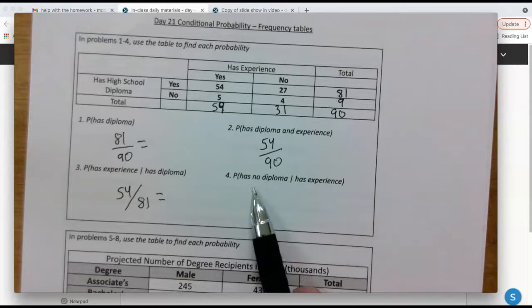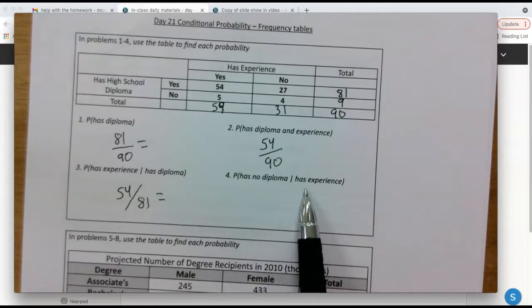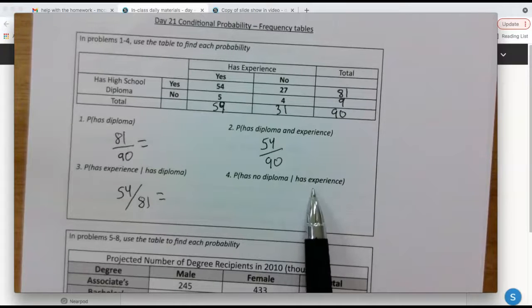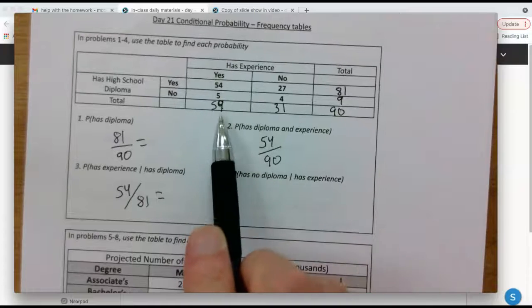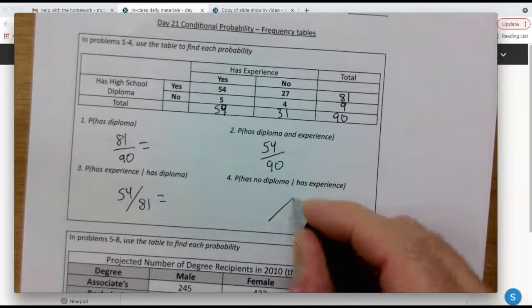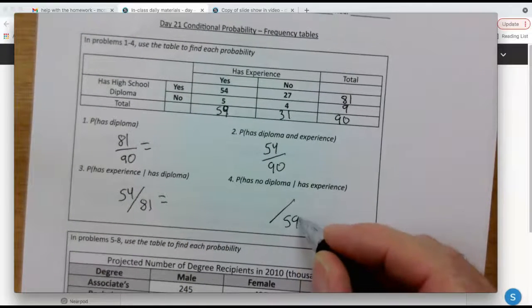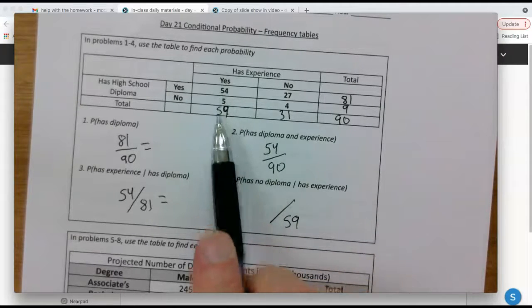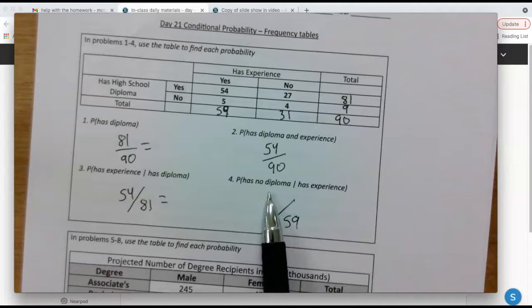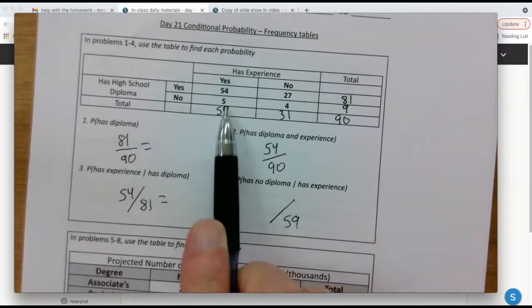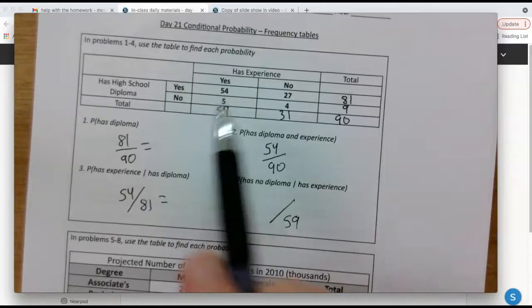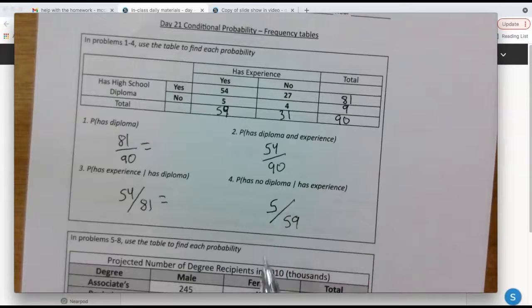All right. Has no diploma but has experience. Again, be careful here. Has experience is on the bottom. So has experience, you got to use this column now. Yes, 59 is on the bottom. 59 is now on the bottom. Has experience? Yes. That's now the bottom. And has no diploma? All right, no is, there's just 5 of this column. Again, given they have experience, how many of those do not have a diploma?